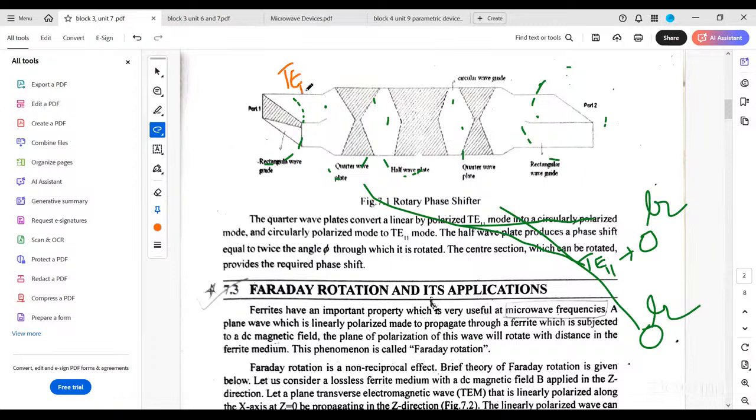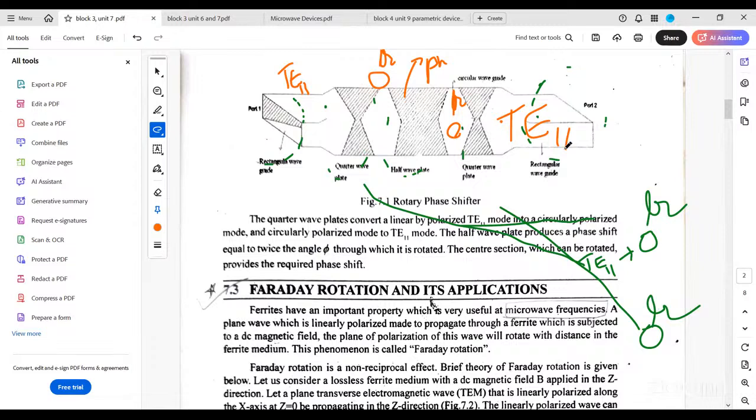TE11. After passing through the quarter wave plate, what are we getting? We are getting circular. What will this do? It will work on the phase only. Now after the phase change, what is your input here? Circular only. After passing through the other quarter wave plate, what will you get? Again, TE11. On both the input side and the output side, the wave is TE11 only. In between, it is converting to circular, and again from circular to TE11.